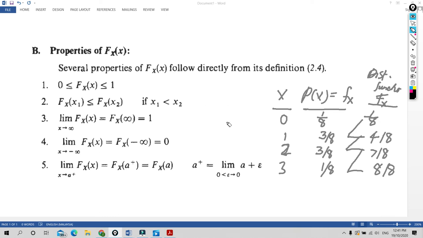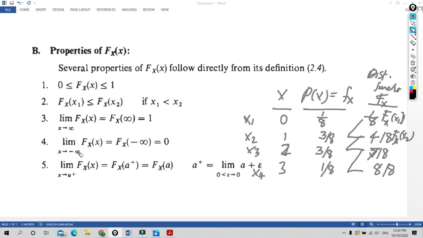So here let's say is x sub 1, here is x sub 2, x sub 3, and here is x sub 4. F sub x of x1 must be less than F sub x of x2. This thing must be less than this thing: 1/8 is less than 4/8.